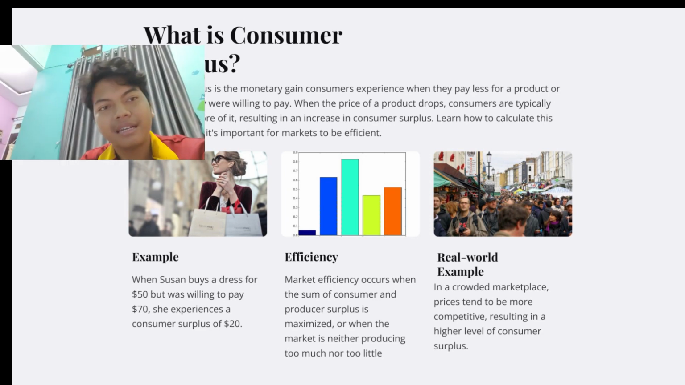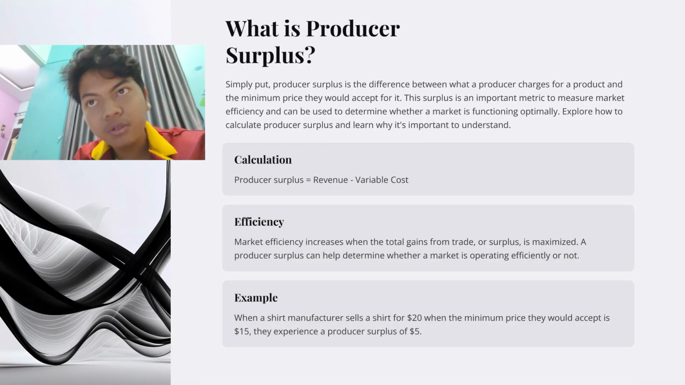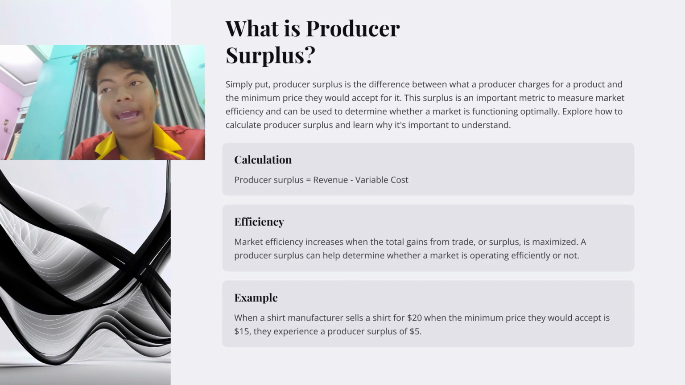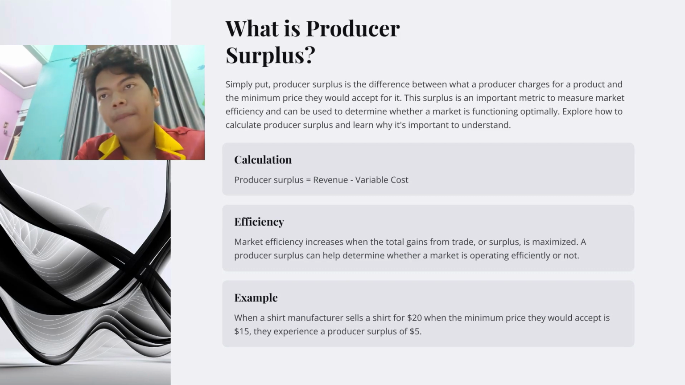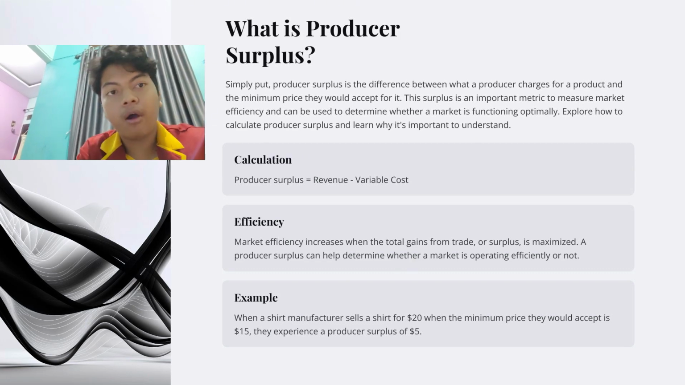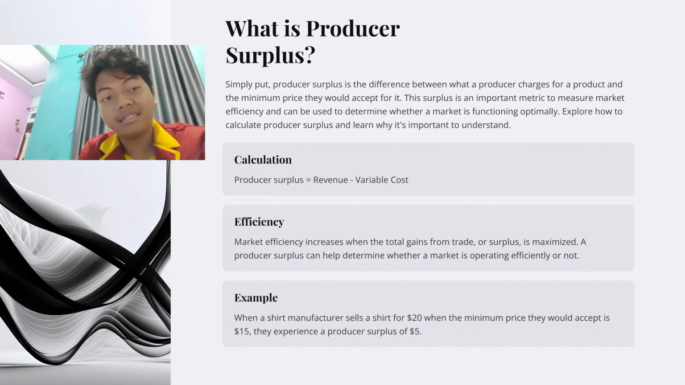What is producer surplus? Simply put, producer surplus is the difference between what a producer charges for a product and the minimum price they would accept for it. This surplus is an important metric to measure market efficiency and can be used to determine whether a market is functioning optimally. Explore how to calculate producer surplus and learn why it's important to understand.